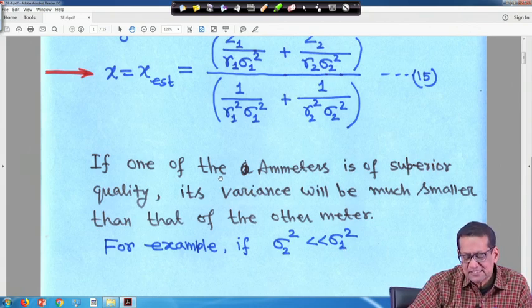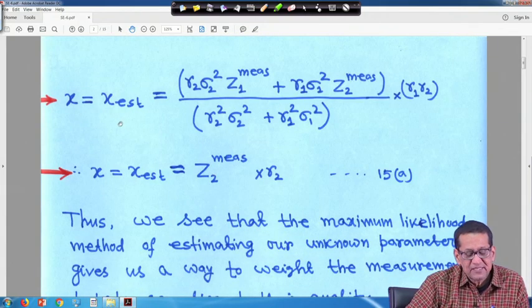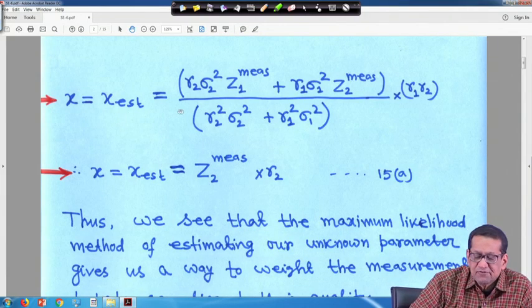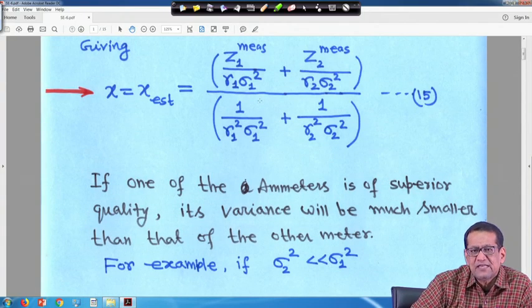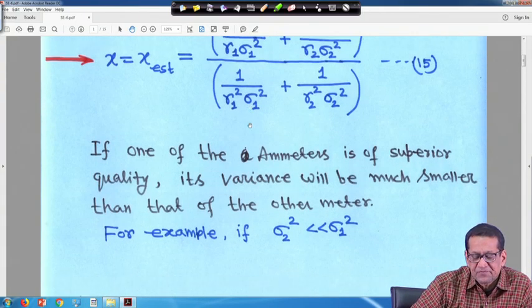Say this is something like this, we assume. Then what will happen to x estimated, you can write from this equation only, from equation 15 only, just simplify from equation 15.